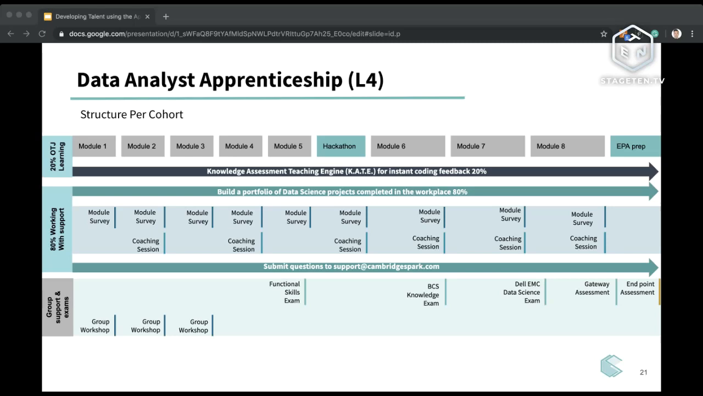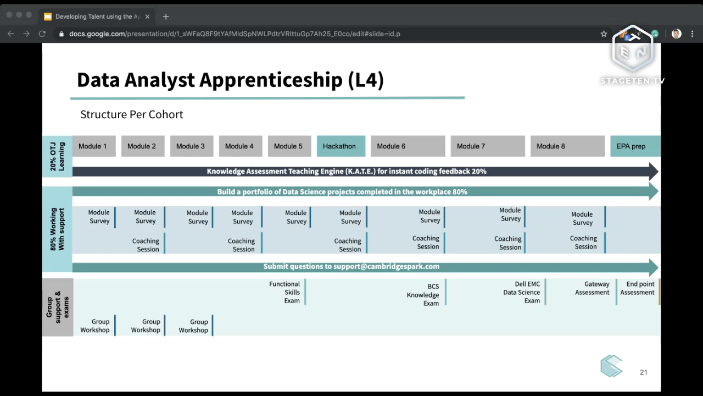This is where the apprentice is driving their own development as well, identifying challenges they're facing and working with our coach to put goals and targets in place to overcome them. Throughout it all, there is support through our support email address.